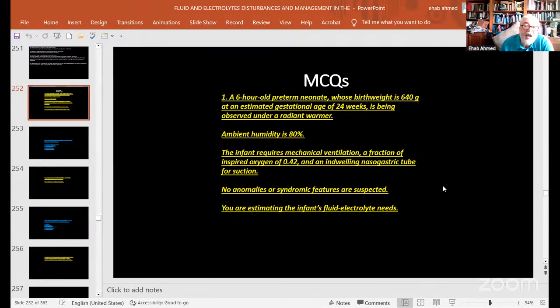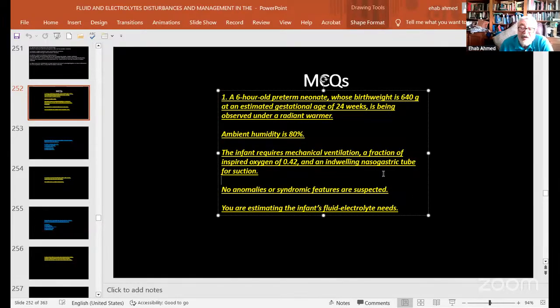So this is a 6-hour-old preterm neonate. Birth weight is 640 grams. Gestational age is about 24 weeks. Under a radiant warmer. Ambient humidity is 80%. The infant is on mechanical ventilation requiring oxygen 42%. Has an endotracheal tube for suction. No anomalies, no syndromes. And we are estimating this infant's fluid and electrolyte needs.